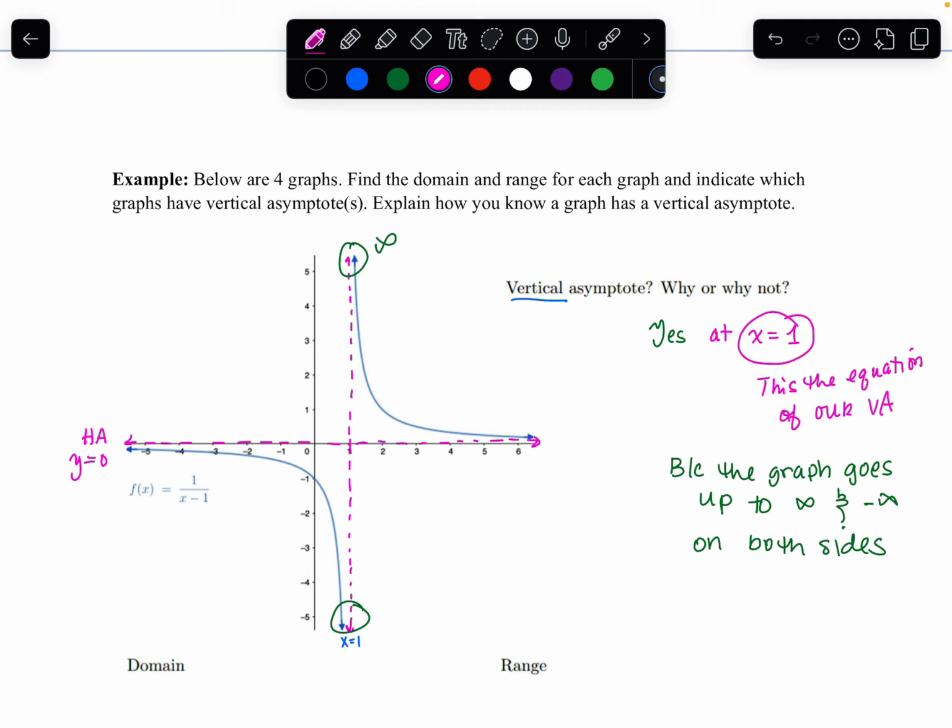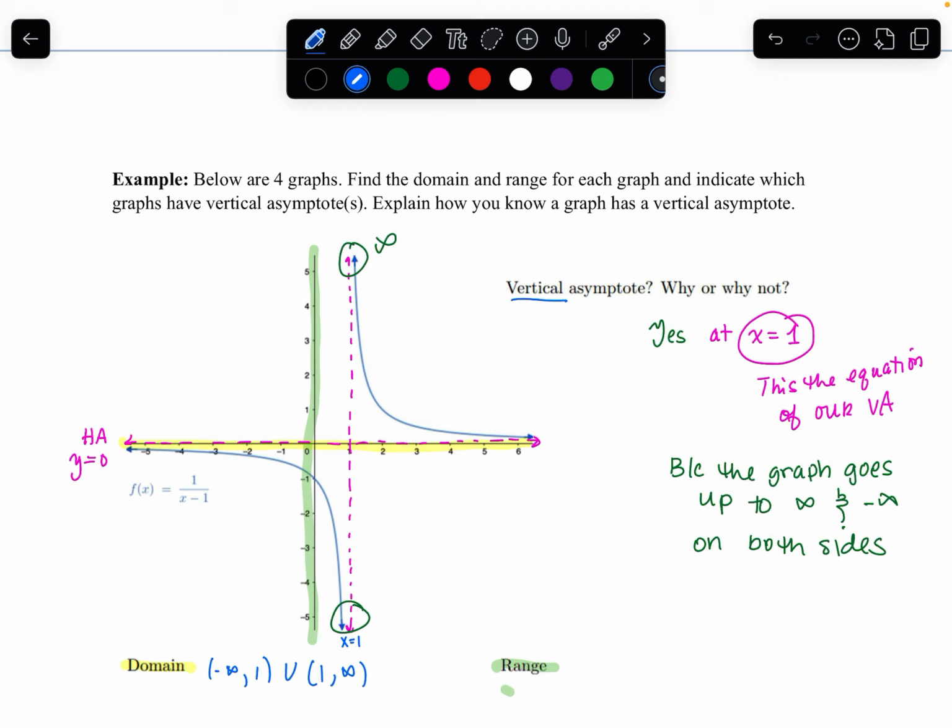For our domain and range, remember, our domain is the set of all inputs, and our range is the set of all outputs or possible y values. So for this graph, our domain, right, remember we always list our numbers from smallest to biggest, starts at negative infinity over here, stops right here at x equal to 1, picks back up, and then takes off to positive infinity. So we have the domain negative infinity to 1, union 1 to positive infinity.